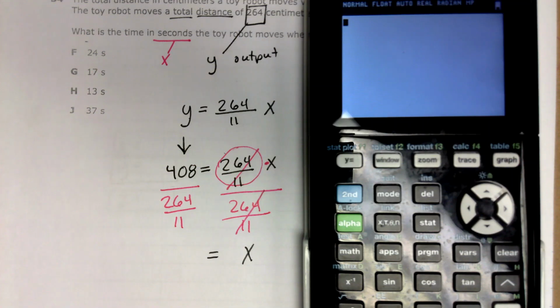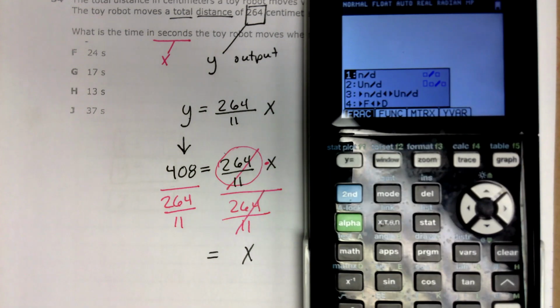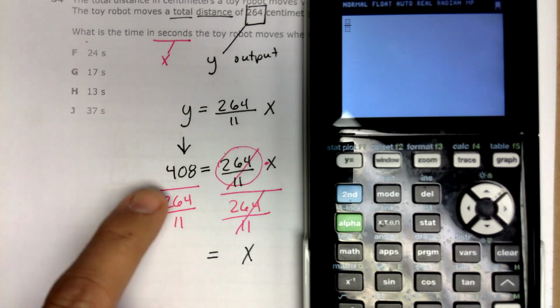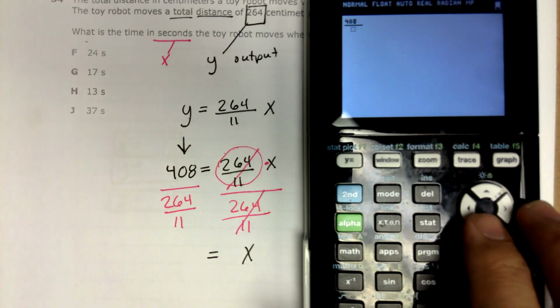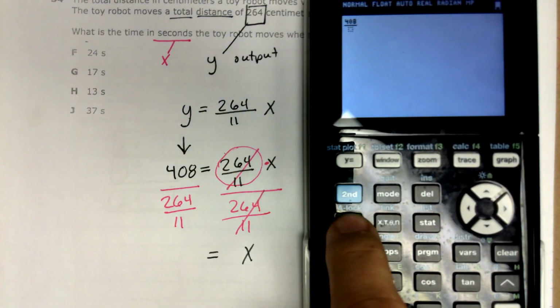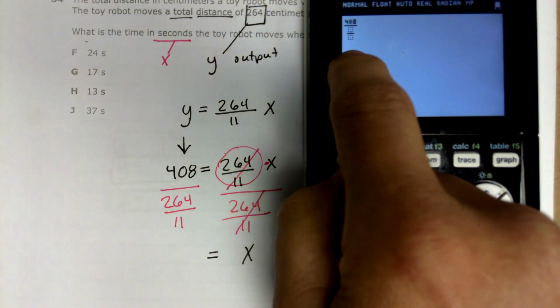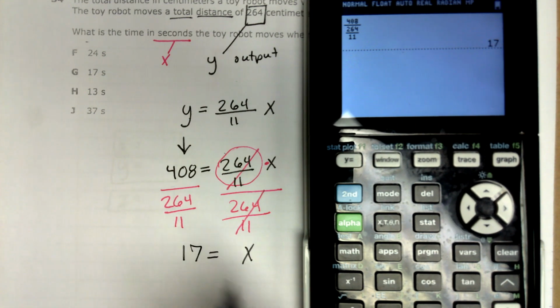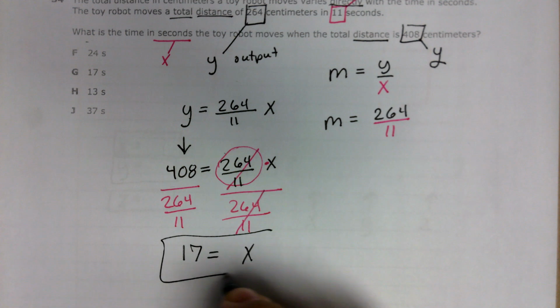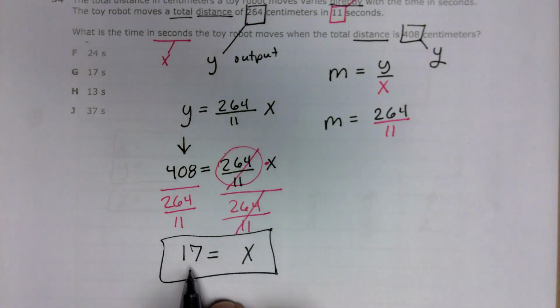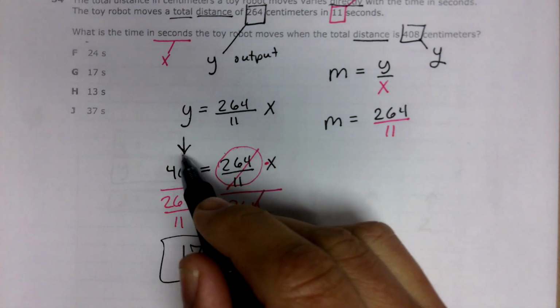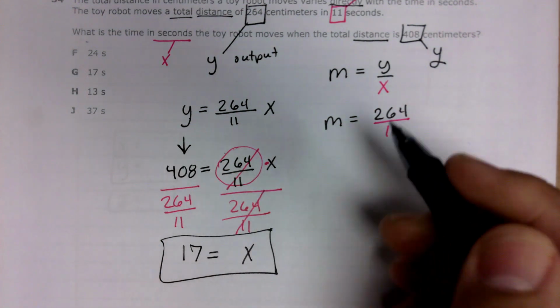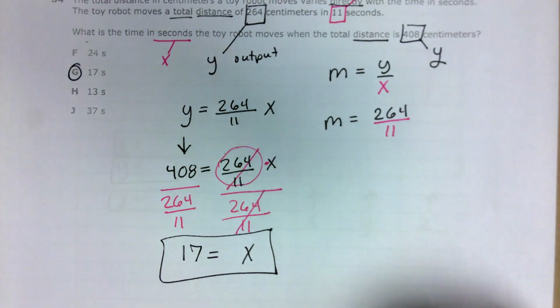Now I'm going to hit alpha y equals enter to get my fraction bar, and I'm going to type 408 in my numerator. Then I'll go to the denominator and hit alpha y equals enter again to get a fraction bar in my denominator, because we can divide by a fraction. 264 over 11, and hit enter, and notice it gives me 17. So now I've completed this problem, and I know that 17 seconds is the time when the y value will be equal to 408 centimeters. So the answer would be G.